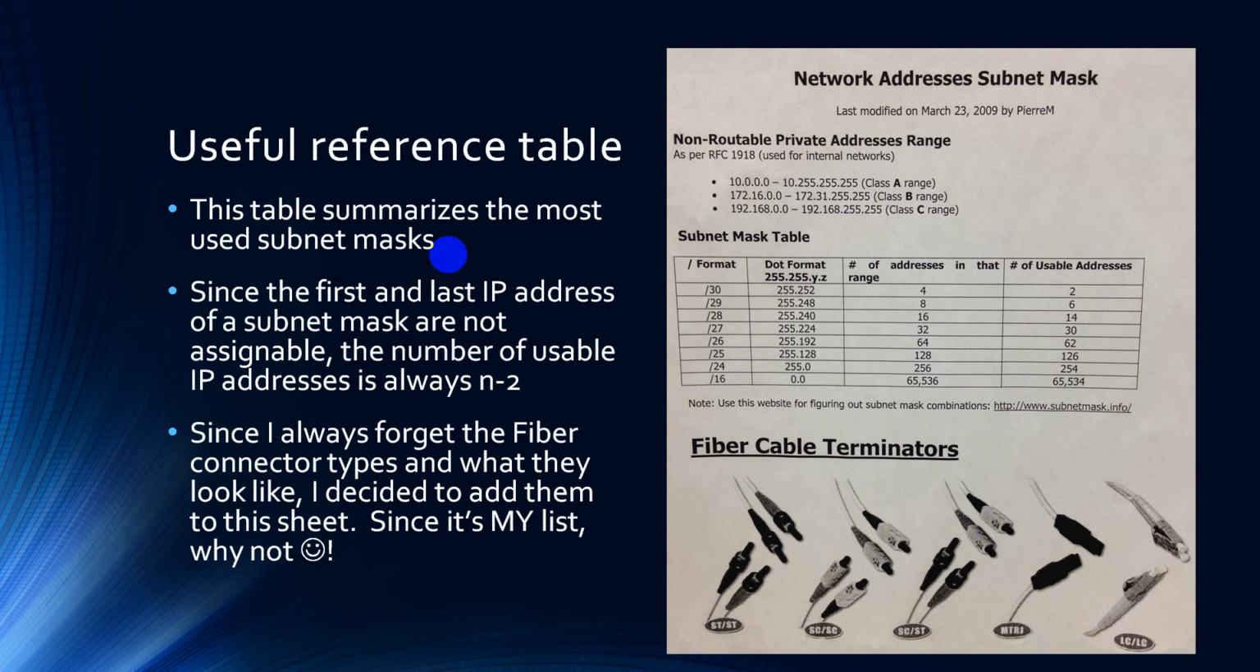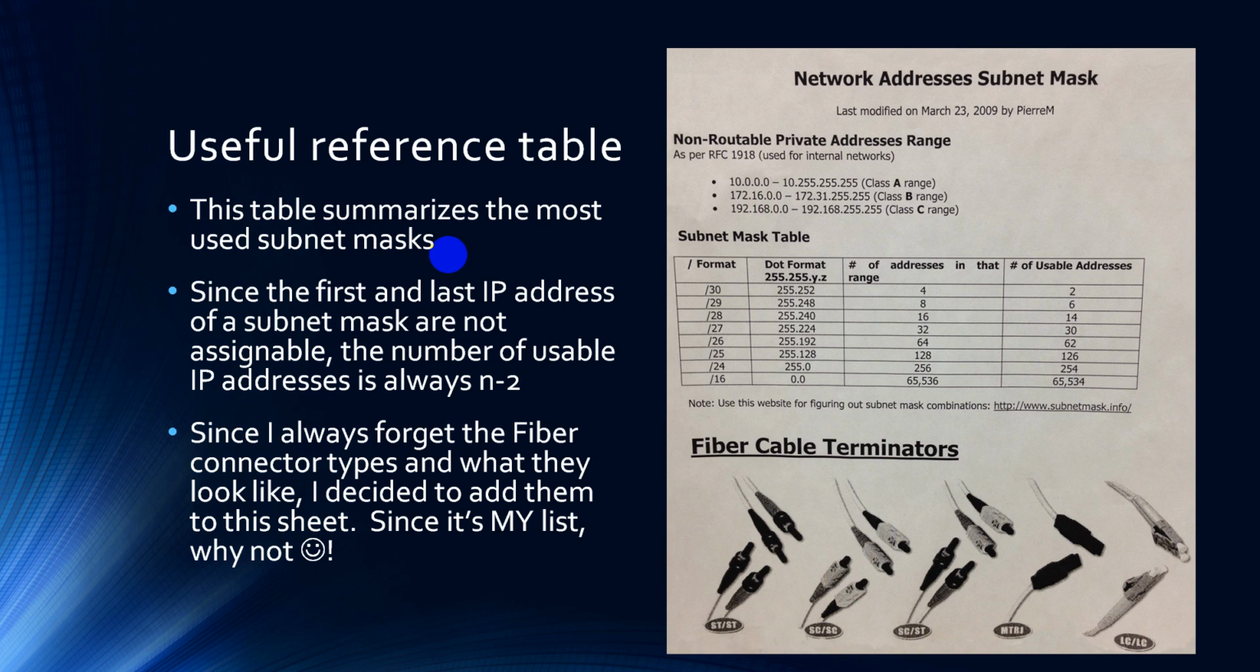Another useful piece of information that I have here is, based on the RFC that you're seeing on the screen, I highlight the IP addresses that are considered private IP addresses. So if you're designing a network from scratch, let's say you're setting up a new branch office, you can use that information to know what private IP addresses you can use, so that you don't use a public IP address internally by accident.